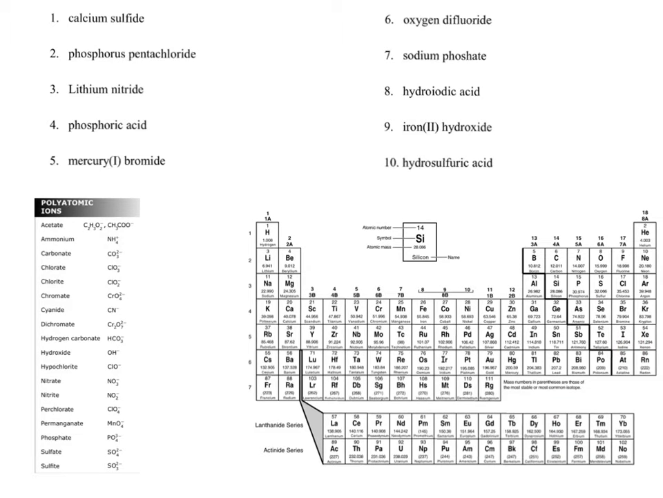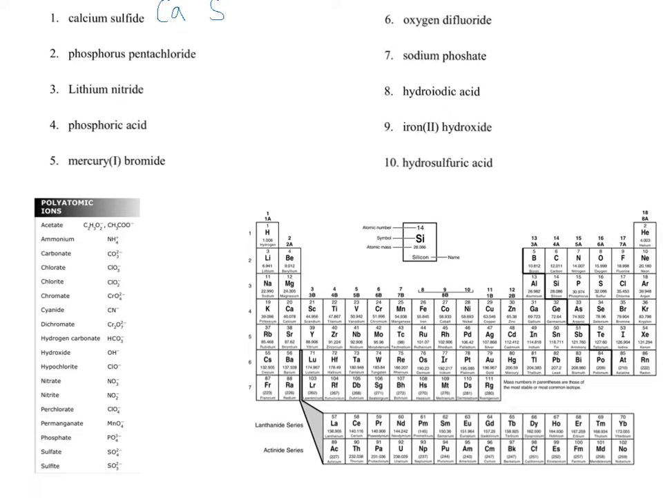When we have metals and nonmetals come together, like calcium and sulfide, which means it came from sulfur, then we have to write our symbols, calcium and sulfur. So the symbol for calcium is Ca, and the symbol for sulfur is S. And then the next thing you have to do is you have to decide your charges.